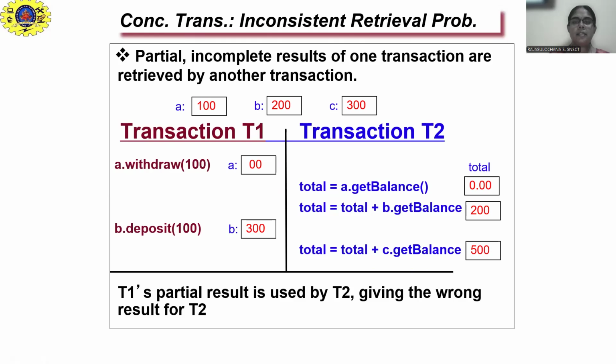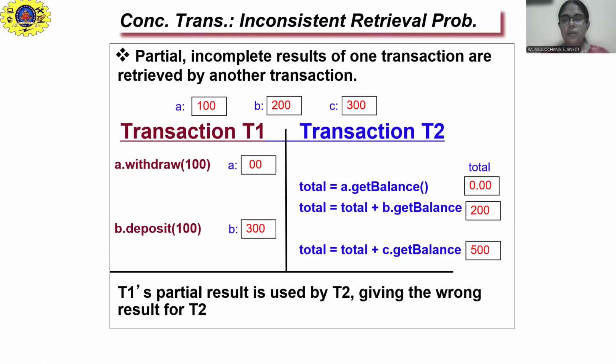Another one is the inconsistent retrieval problem. This happens due to a partial or inconsistent transaction. If the result of one transaction is incomplete or partial, and it is retrieved by another transaction, it is called the inconsistent retrieval problem. Now look at the example given. Account balance of A is 100, B is 200, and C is 300. Now transaction T1 withdraws 100 rupees from account A. The initial balance of account A is 100. After withdrawing the 100 rupees, the balance becomes 0.